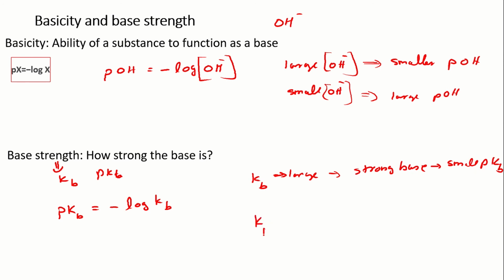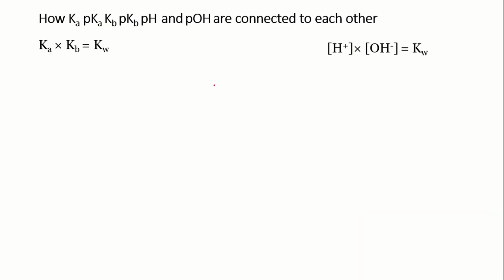And if you have a Kb which is small, what it means is you're working with a weak base. If your Kb is small, when you take negative log of Kb, you get pKb. So your pKb is going to be large for a weak base. Now we are going to see how these terms Ka, pKa and Kb, pKb and pH, pOH are connected to each other.